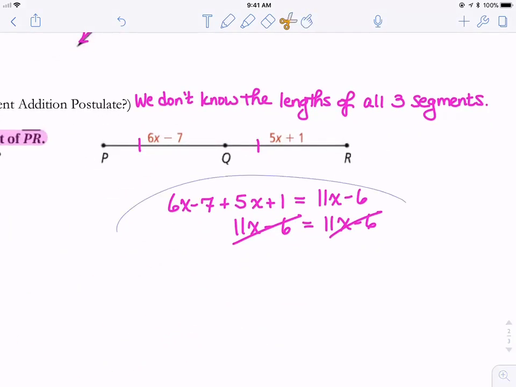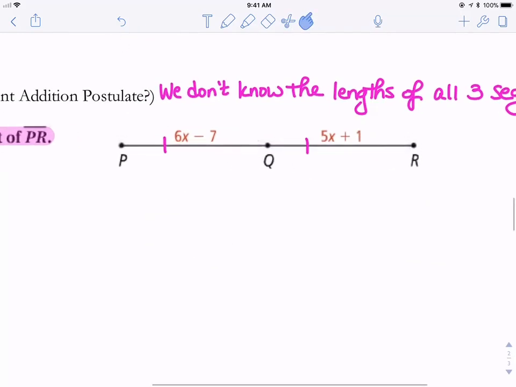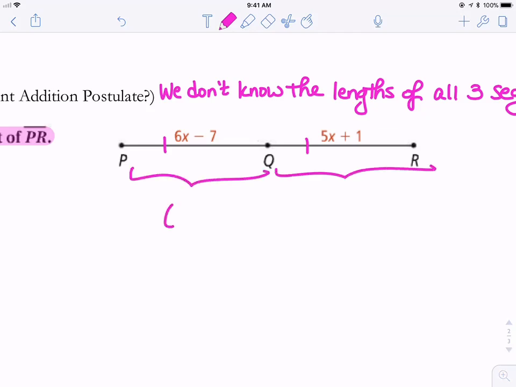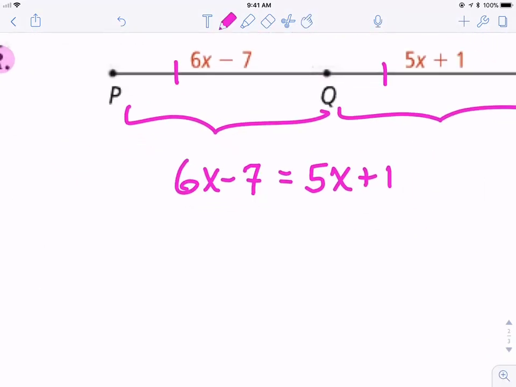But fortunately on this problem, we know that we have a midpoint of segment PR. So that means that these are actually the same. So we can say 6x minus 7 is equal to 5x plus 1. Now again, I'm not assuming that they're equal. We know that they're equal because it told you it was a midpoint of the segment. So quick little solving here, x equals 8.